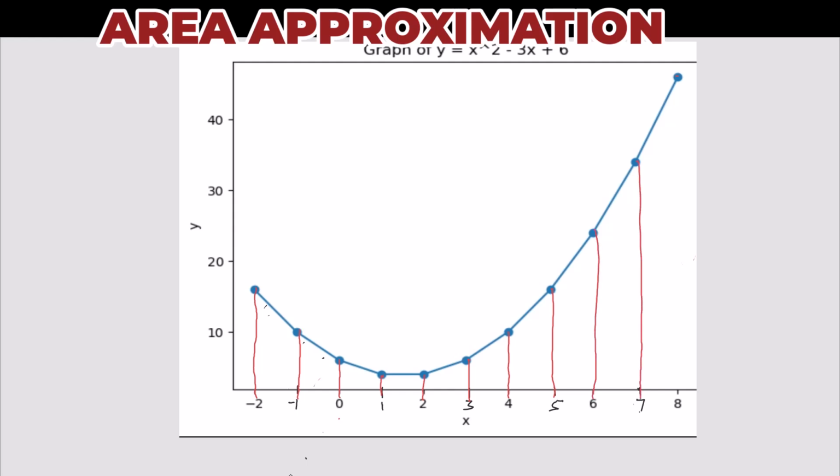So the heights are here. So those are the heights. Now, what is a strip? A strip is this segment. So you require to have 10 strips. So this is what we call a strip.